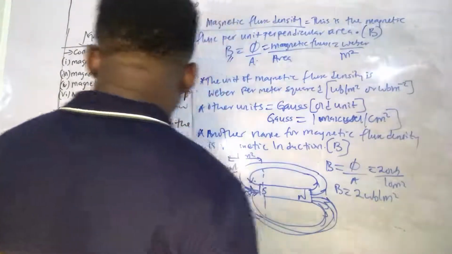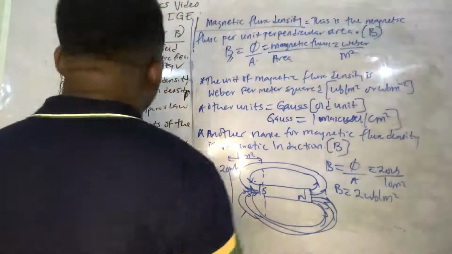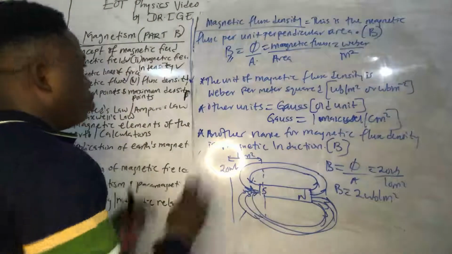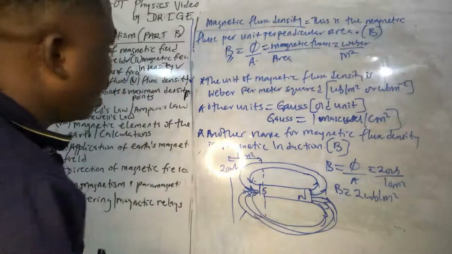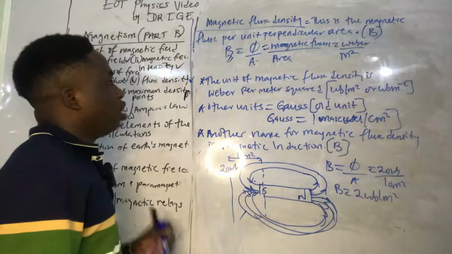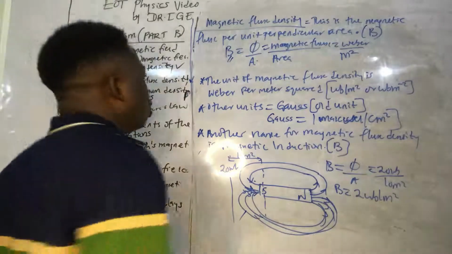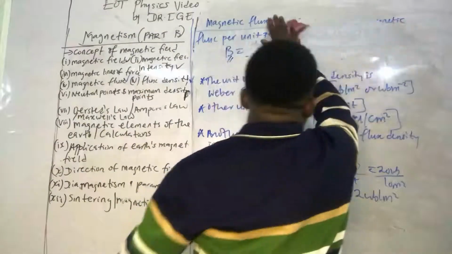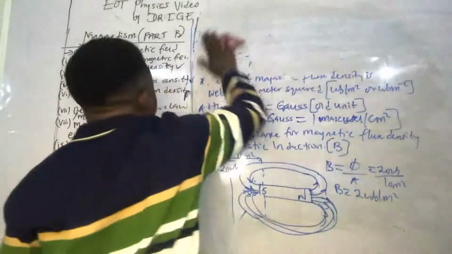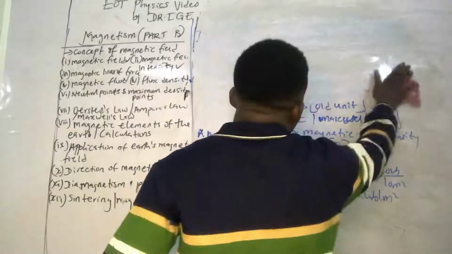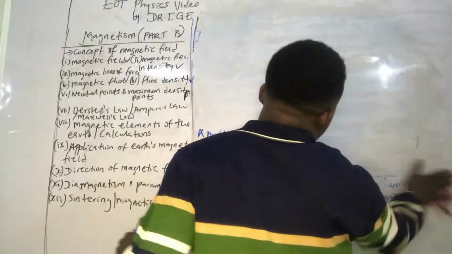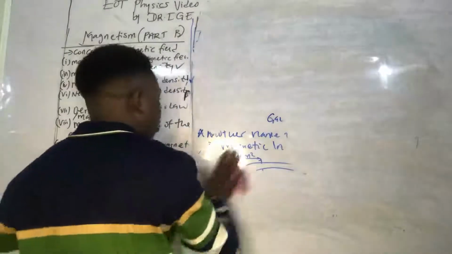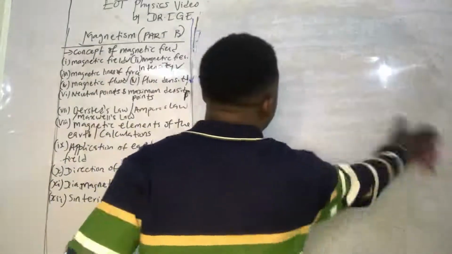Alright, so let's move on. We are done with flux density. If there's anything I forgot to state, I'm definitely going to come back and explain it. Okay, so we're just laying foundations. All these things are going to be very useful when we start solving. When we enter electromagnetic induction, they are going to be very, very, very useful.